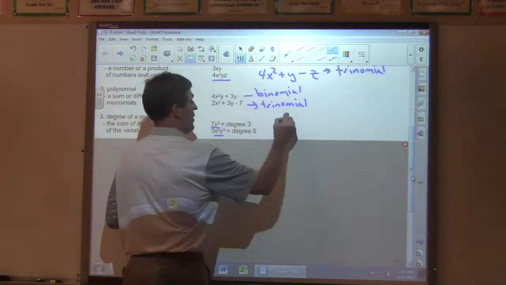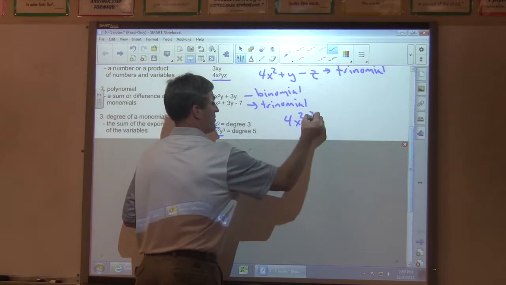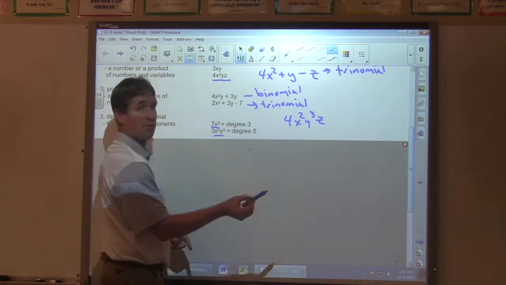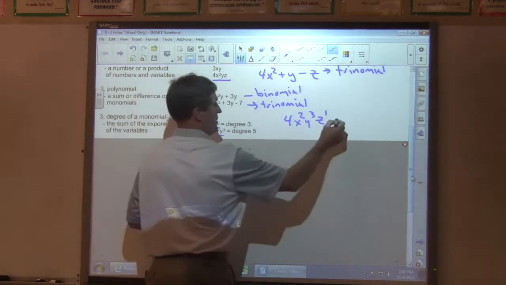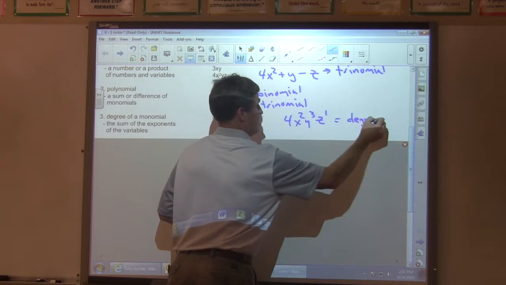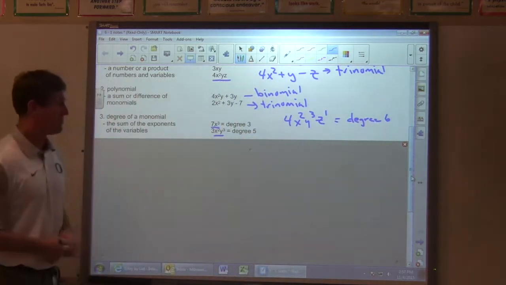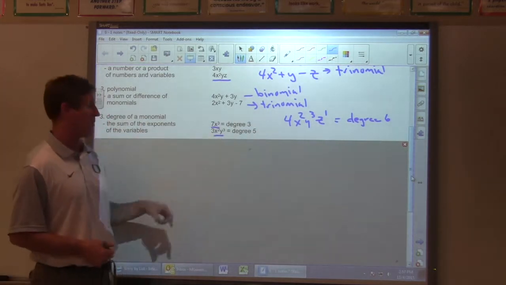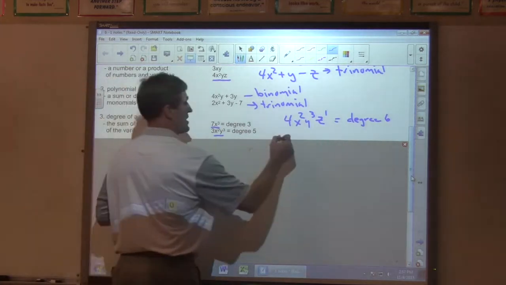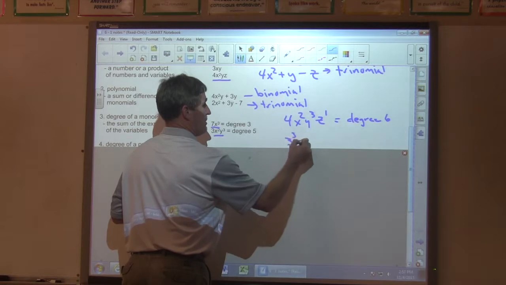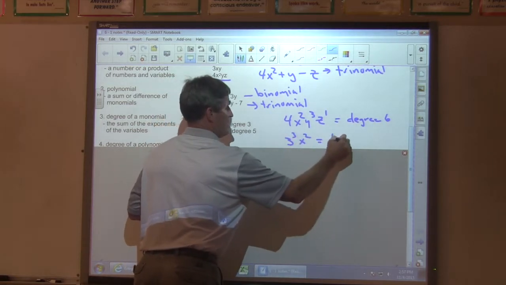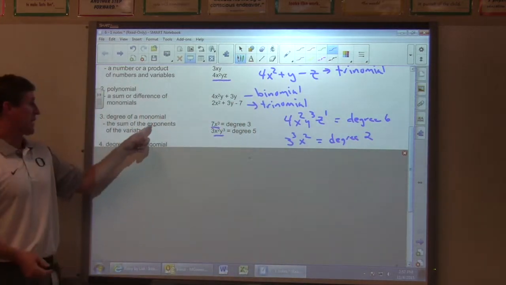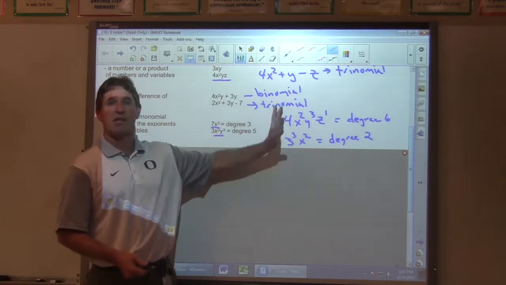Things you have to be careful on, remember, this would be 2 plus 3. Remember, if there is no exponent given, it's to the first power. So this would be degree 6. So that's if it's a monomial. You find the degree by simply adding the exponents of the variables. Also, if you had something like this, 3 cubed x squared, the degree would still be 2. Because remember, it's only the exponents of the variables. If there's exponents on the numbers, that does not affect the degree.